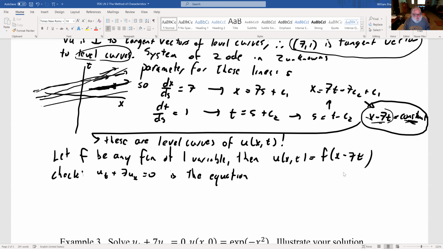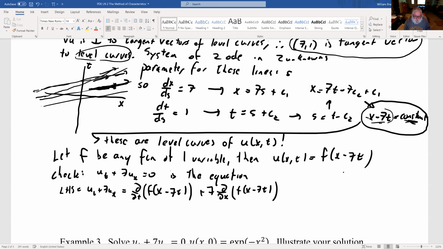Okay, ut plus 7ux is the equation. So the left-hand side is ut plus 7ux. Now, what's ut equal to? Well, that's going to be the derivative with respect to t of this function. And so we're going to have a chain rule going on here because we have a nested function, plus 7 times the derivative with respect to x of f of x minus 7t.